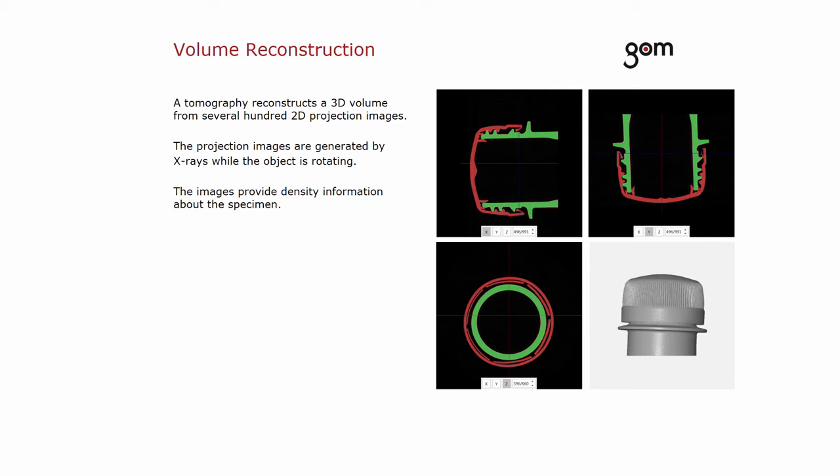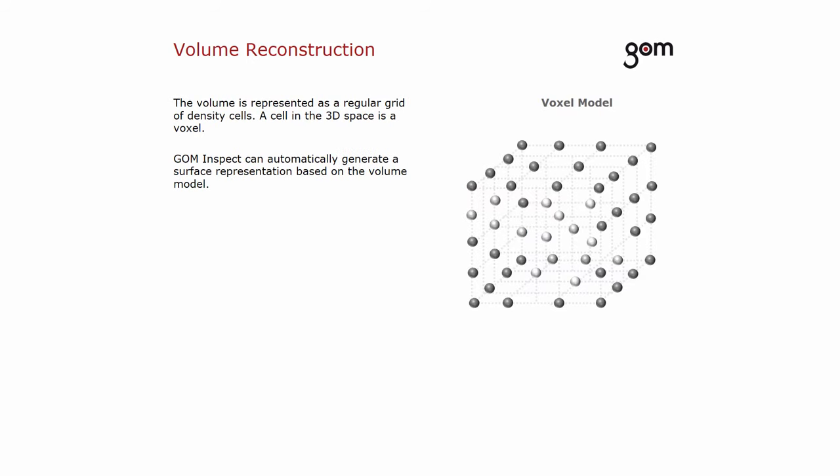The density information from different viewing directions needs to be combined to compute the 3D volume. The volume is usually represented as a regular grid of density cells in a 3D space. One cell equals one voxel. To transfer the volume representation into a surface mesh, GOM Inspect does not use a user-defined setting for the surface precision. The software automatically generates a surface representation as precise as possible.